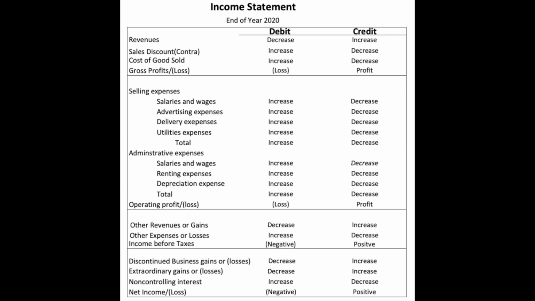Non-controlling interest is a portion of income that relates to non-controlling stockholders. Non-controlling interest increases with a debit and decreases with a credit. Net income increases with a credit and decreases with a debit. Net loss increases with a debit and decreases with a credit.